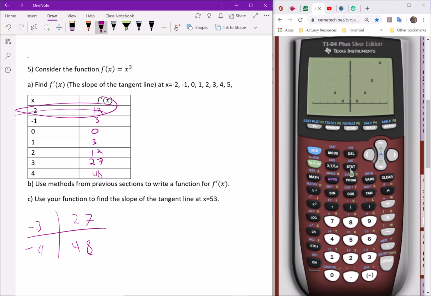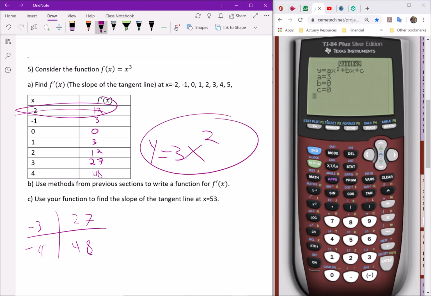So if we think it's quadratic, then we can go stat calc, and we can do a quadratic reg to see what quadratic function fits this. We're going to use list 1 and list 2. We're going to calculate, and it's telling us, okay, ax squared plus bx plus c. A is 3, b is 0, c is 0. So we would have y equals a is 3x squared, right? So the function for this is y equals 3x squared.